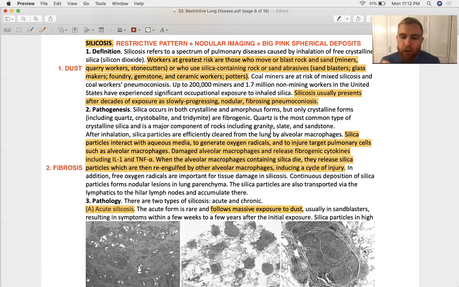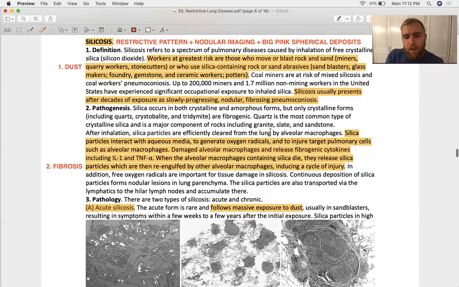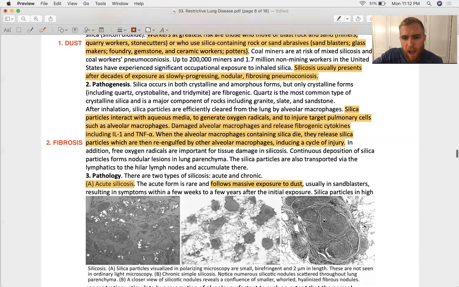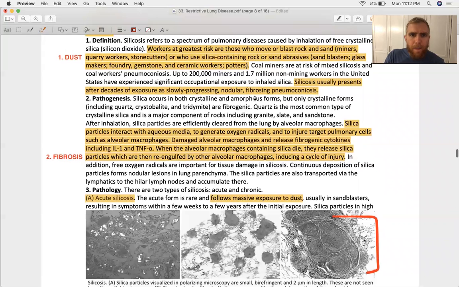And in silicosis, the histology are these big pink spheres and whorls and nodes, and kind of looks like a keratin pearl, except there's no cells in it. It's pretty acellular. It's silicon dioxide, which is a crystalline substance, so it arranges on itself in a shapely manner.